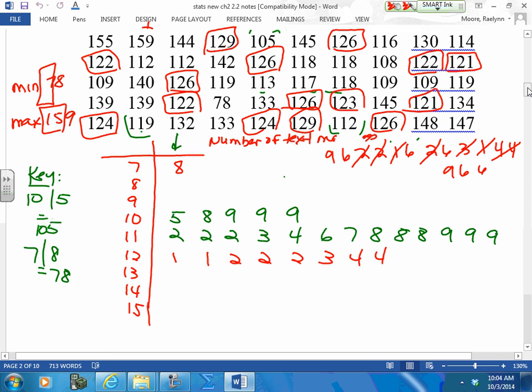Any 5s? 5 6s? 4, 6. 5 6s? I think that was the one I was missing. How many 9s? 2 9s. I'm running out of space right here.